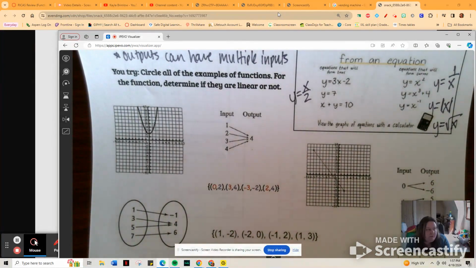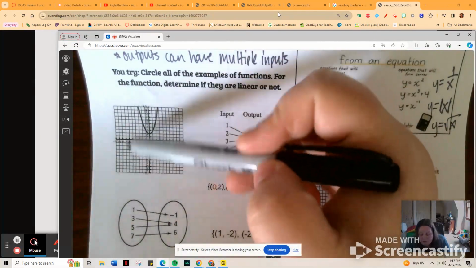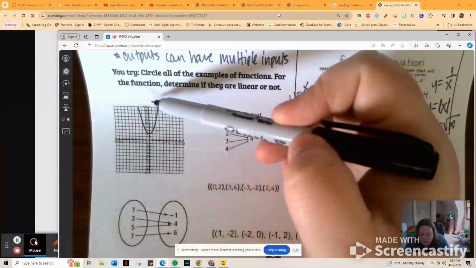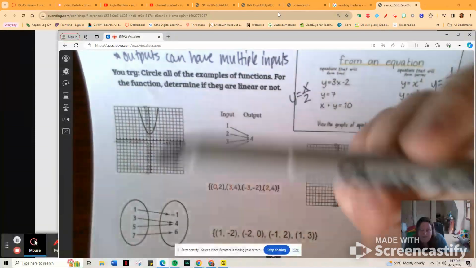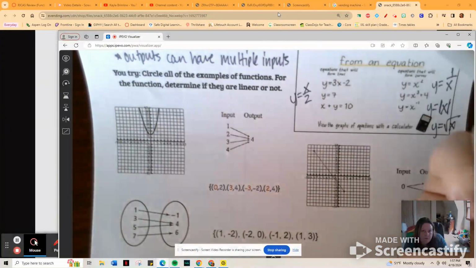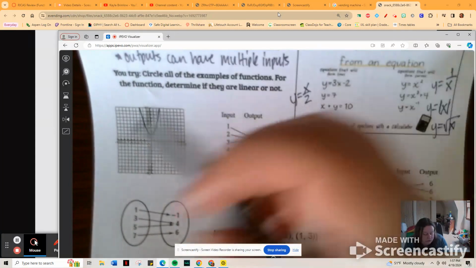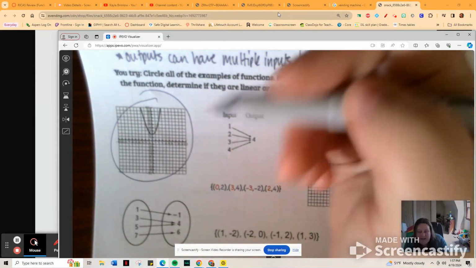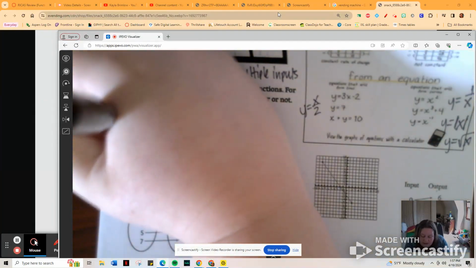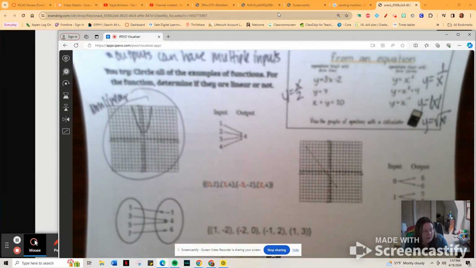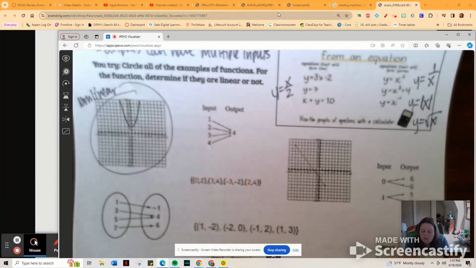So when we're looking at graphs, we look at the vertical line test. So vertical line is up and down. So if I sketch vertical lines through my graph, if it only passes once, that means the x value is only being used one time, so it is a function. So this is a function, okay? It passes the vertical line test. However, it is a nonlinear function because it's not a straight line. It looks like a U.